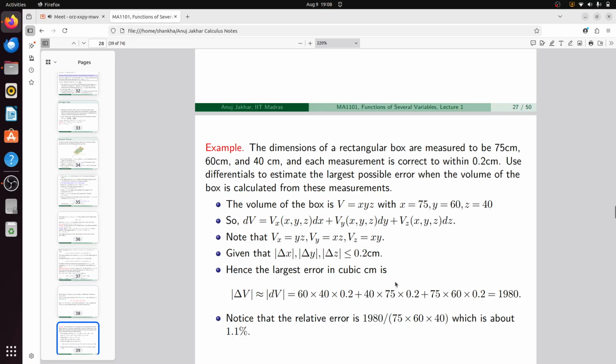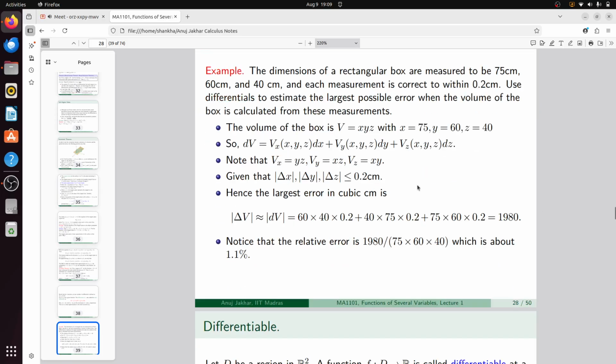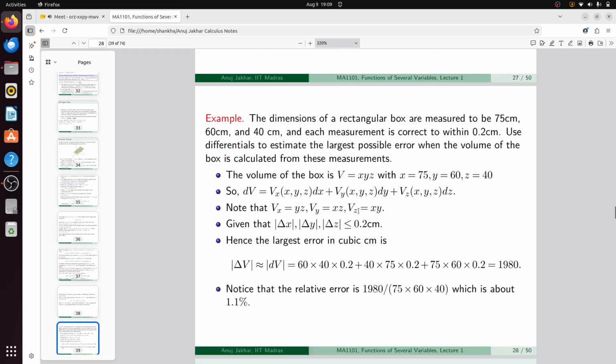So you need to just calculate. Your x, y, z are given, and for each measurement, delta x, delta y, delta z can be maximum 0.2. So if you take this, you will get 1980. So if you take 1980 and compare it with the volume, 60 into 40 into 75, then the relative error you get is only 1.1%. Is this clear?